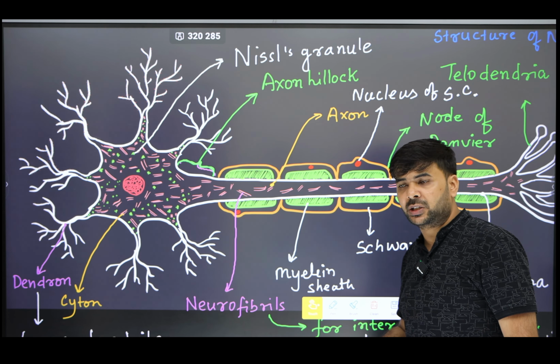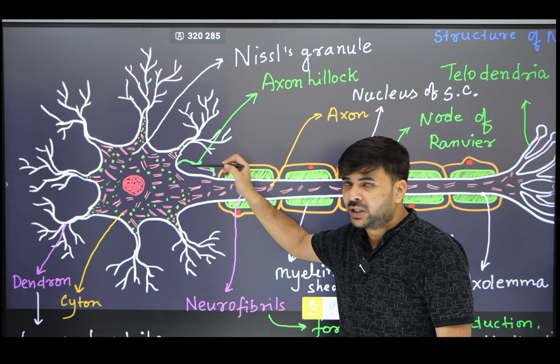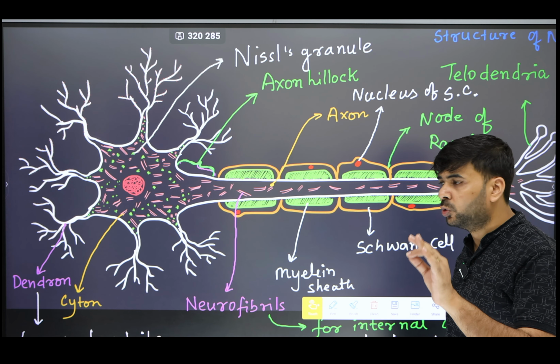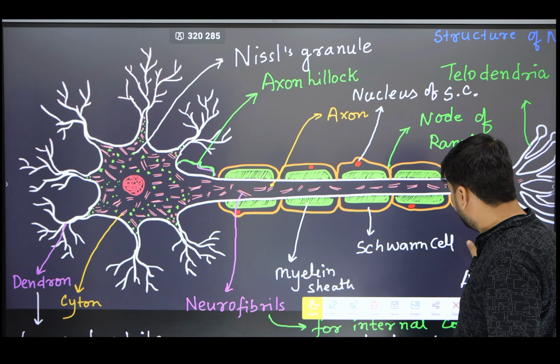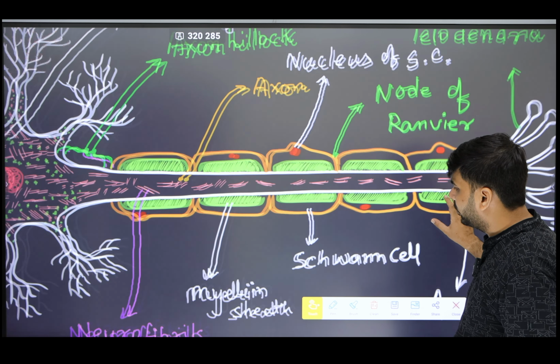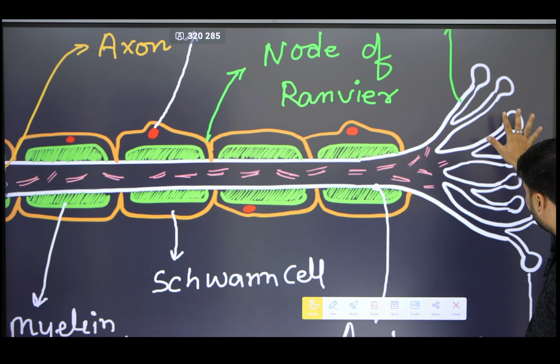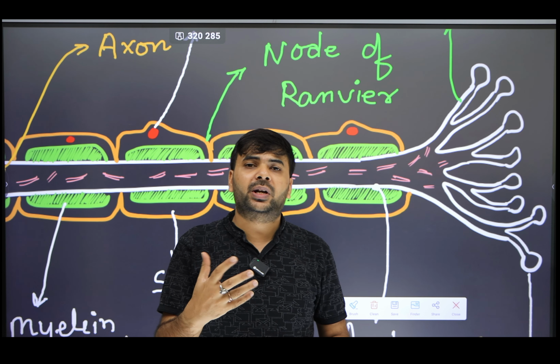Now come to the next part. In the axon area, you will see there is no Nissl's granule. So you need to remember this, that in the axon area, Nissl granules are absent. Then you come to this area, the terminal part of any neuron. Terminal part, end part. The end part again has some branching, so it is also looking like a tree. So it is called telodendria.